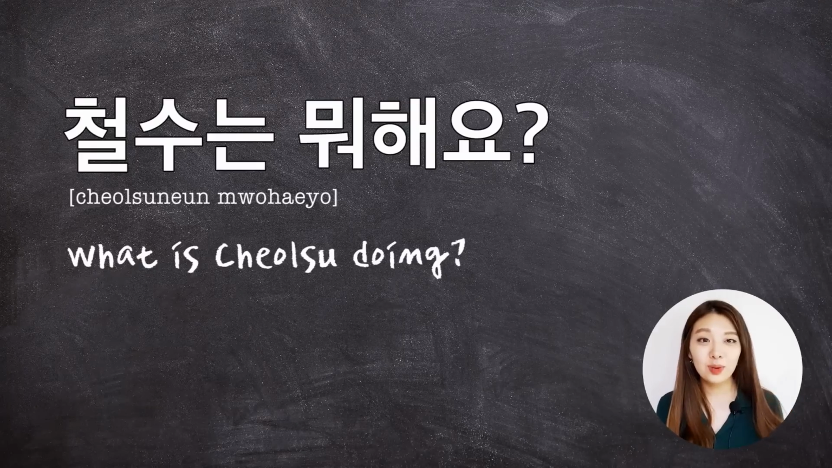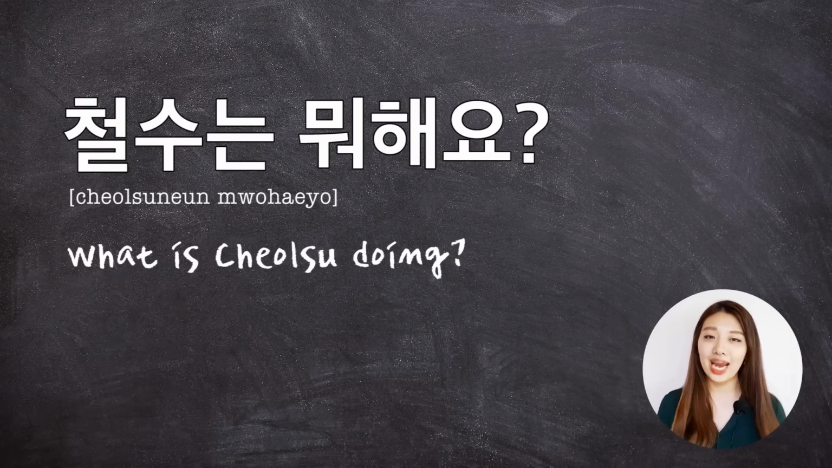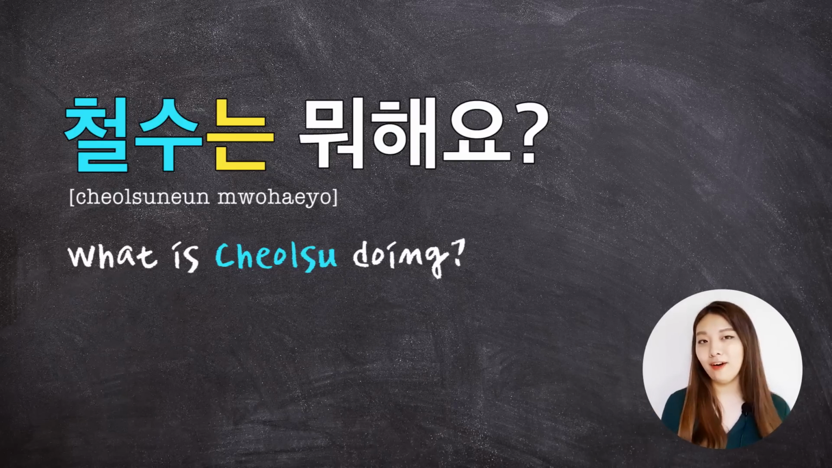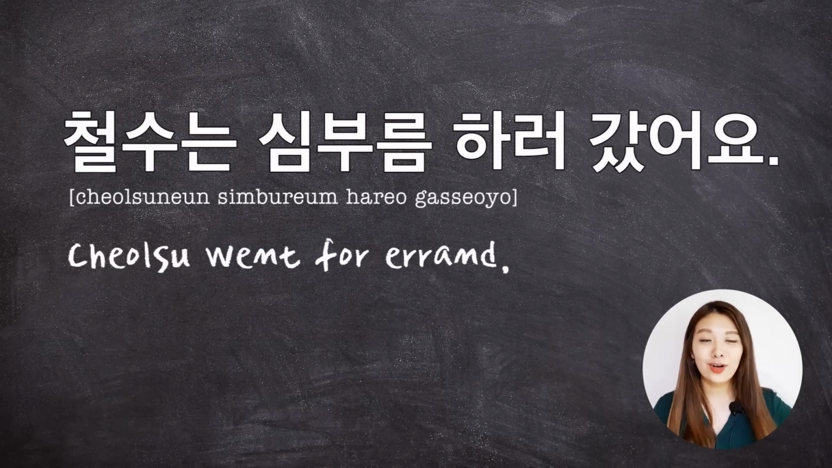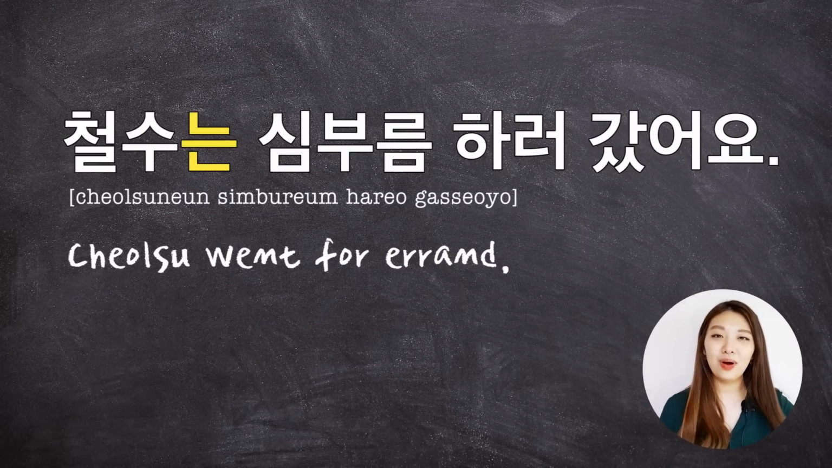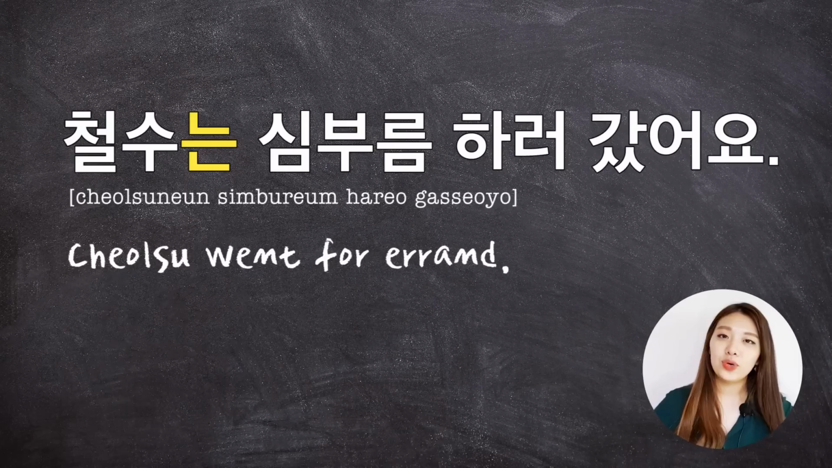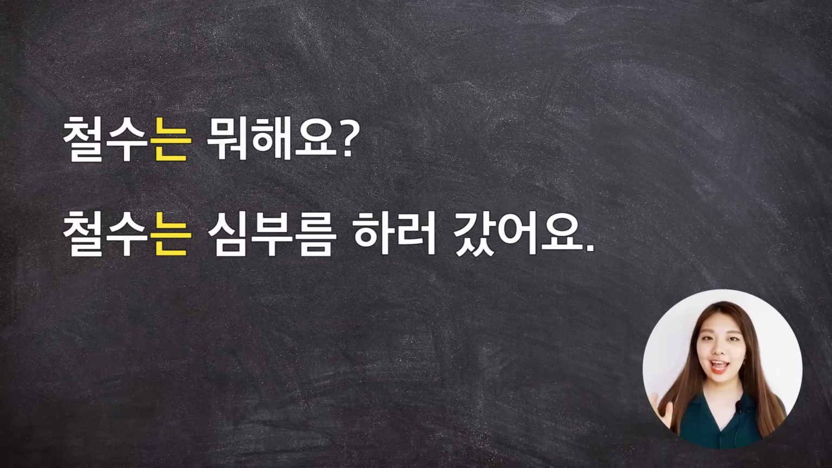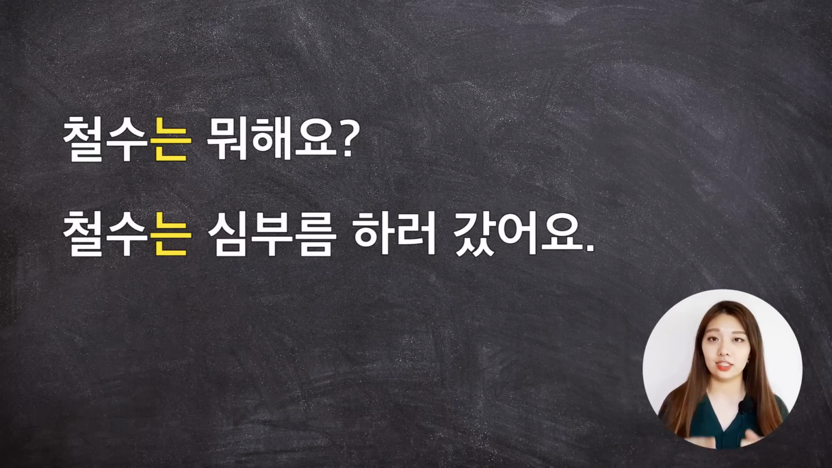Imagine the situation that a person A asks you what 철수 is doing now, okay? 철수는 뭐예요? What is 철수 doing? So in this sentence, the main topic is 철수, right? So that's why 는 is attached. 철수는 심부름하러 갔어요. 철수 went for errand. So in this conversation, A was curious about what 철수 is doing now, right? So the main topic is 철수. So that's why 는 is attached.